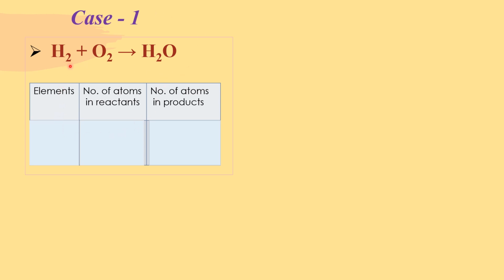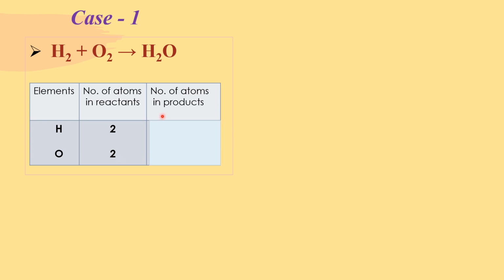So let's begin with the first column. Here you can see hydrogen combines with oxygen to form water molecule. So which are the combining elements here? Hydrogen and oxygen. And the same elements you will find in the product. So there are only two elements, hydrogen and oxygen. Now, how many atoms of hydrogen are present on the reactant side? Here you can see it is written H2. The subscript 2 indicates there are 2 hydrogen atoms. Similarly, how many atoms of oxygen are there? O2, so it means 2 oxygen atoms.